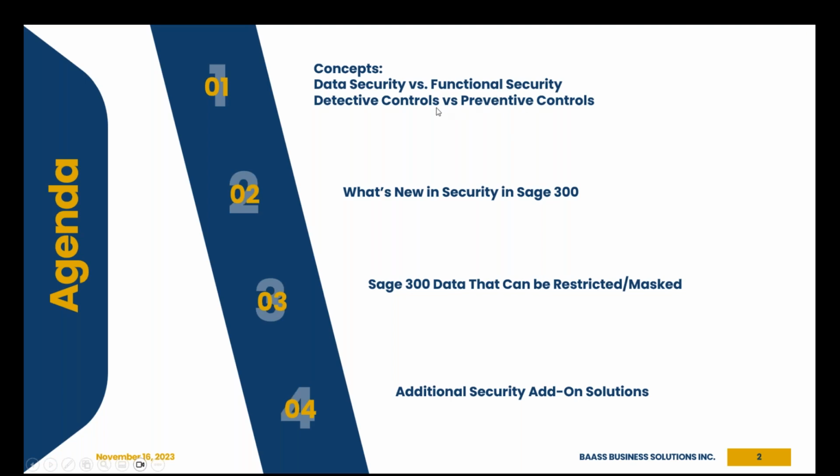We'll clarify a couple of conceptual points here and differentiate some of the different types of things we're talking about. We'll talk about some of the new things that have been added recently to Sage 300. We'll dig into some of the types of data that you can restrict or mask or shield. And then we'll talk about some of the additional options available to enhance what's available out of the box. So we'll highlight some of those additional add-ons.